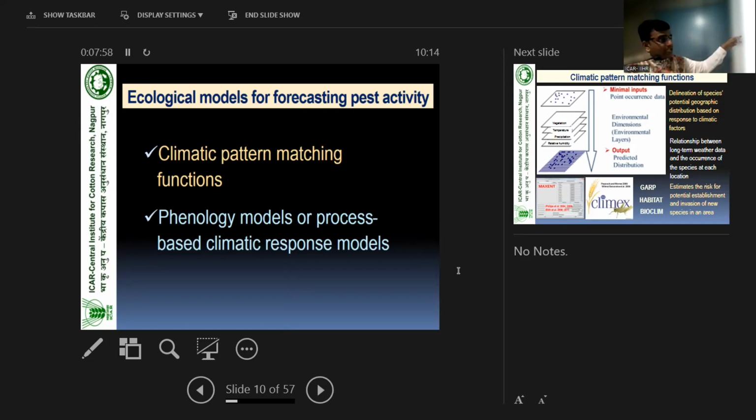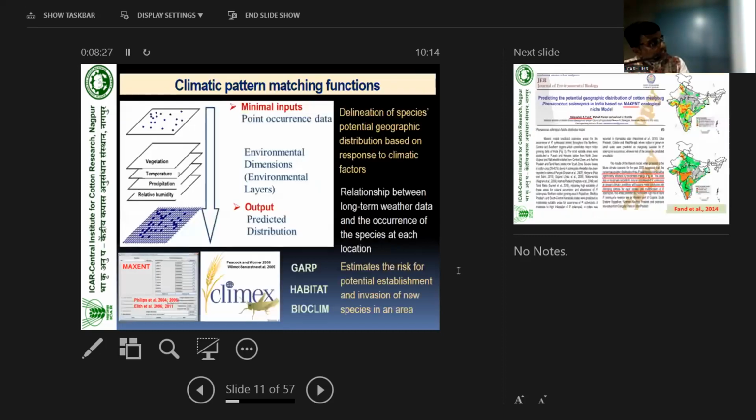The second is the most comprehensive, that is phenology models, which are called process-based climate response models, because the species response to the climate is being studied here, and the processes involved in describing the response are considered or taken into account. That's why phenology models are very important, and globally they are the most accepted. So we are concentrating on this part only. Now I have scaled down to the actual topic of our discussion.